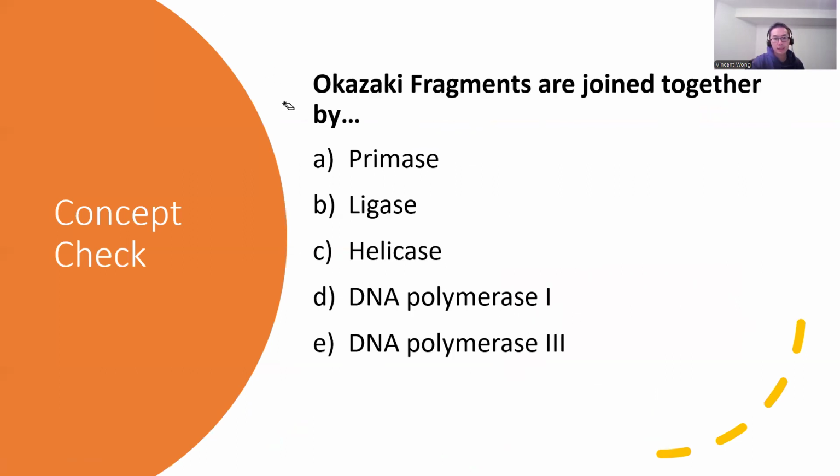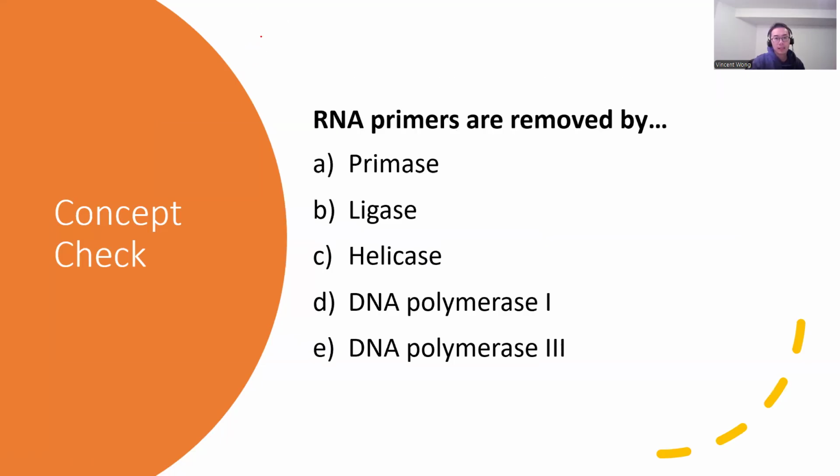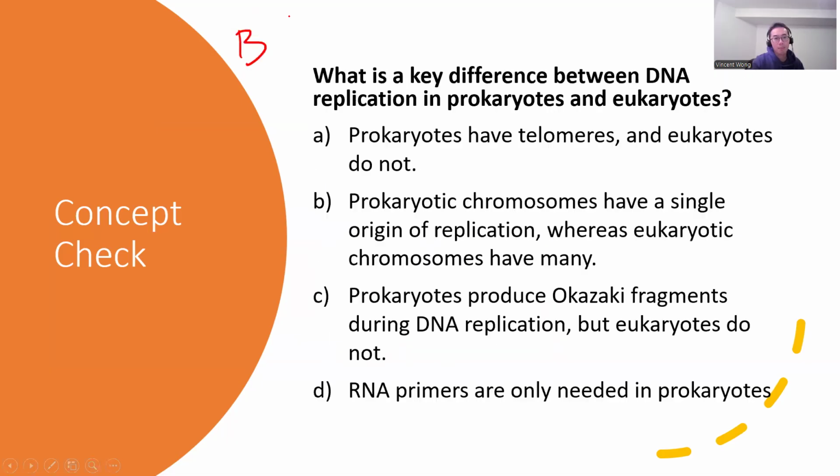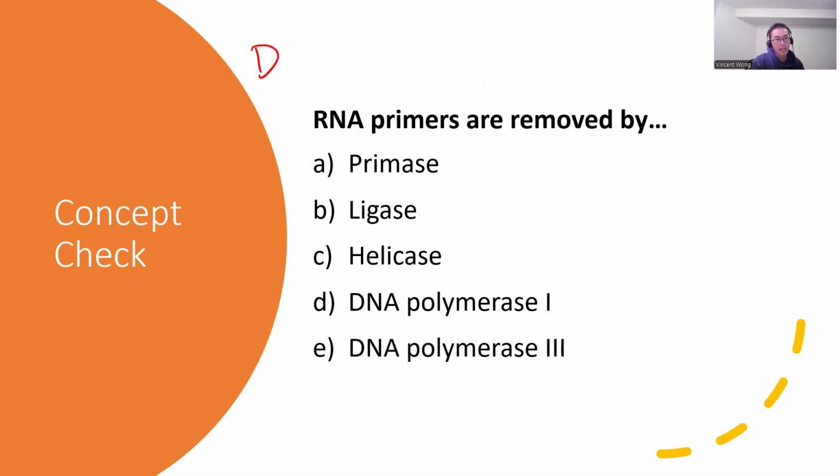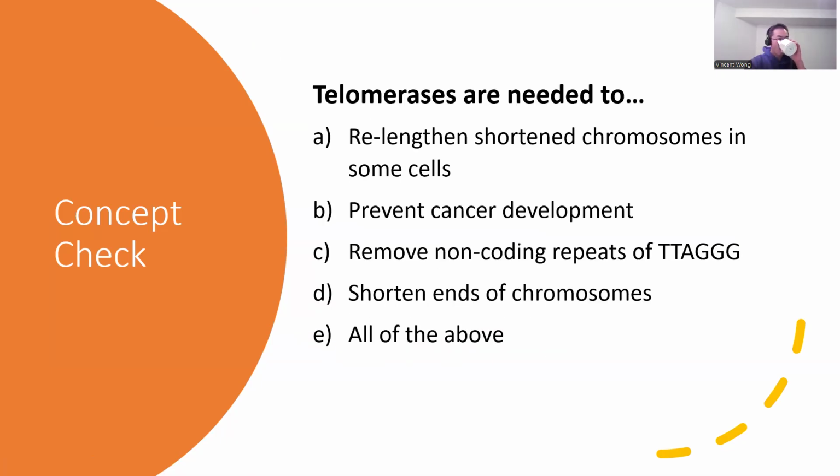B and B again. And this is D. Okay, so the three questions: B, B, D. Just write it down somewhere safe, and then you can do the questions later and check it. One more question. A.